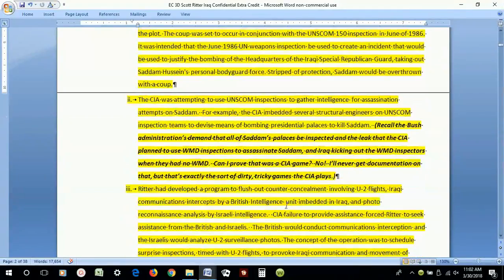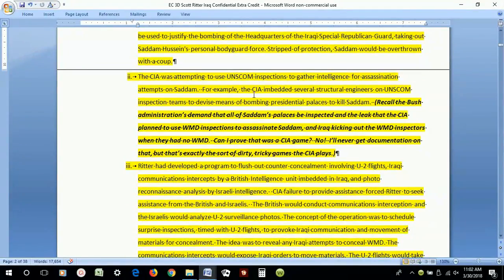All right. Now, the U.S. was attempting to use the inspections to gather intelligence for assassination attempts on Saddam. For example, the CIA embedded several structural engineers on the UNSCOM inspection teams to devise means of bombing presidential palaces to kill Saddam.